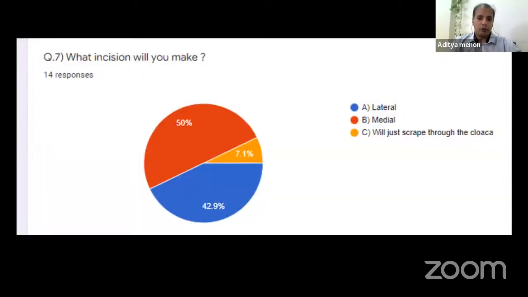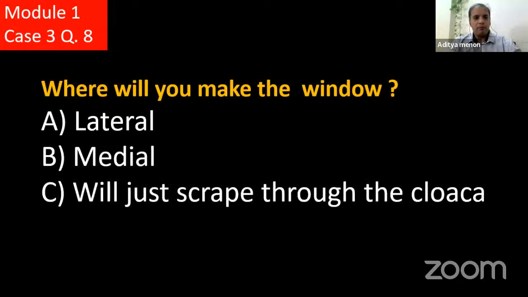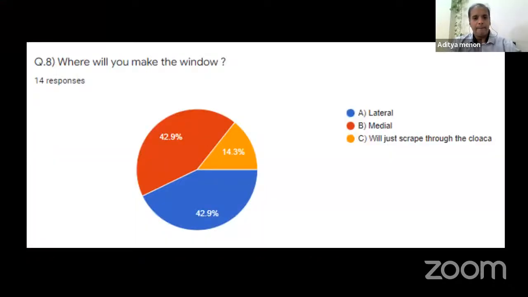Half said we would go for a medial approach, the other half, predominantly, said lateral. Then after the debridement, the question was, on what side would the window be made? Lateral, medial, or just straight through the cloaca? Again, the answers were divided between a lateral window or a medial window. Very few said they would go straight through the cloaca.